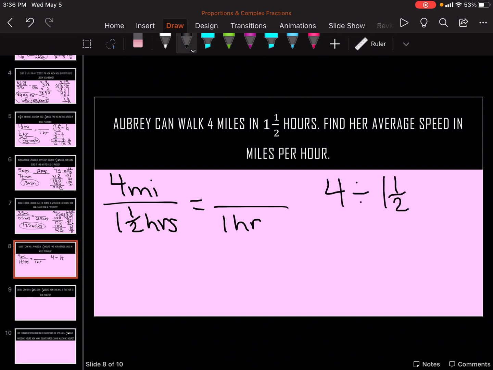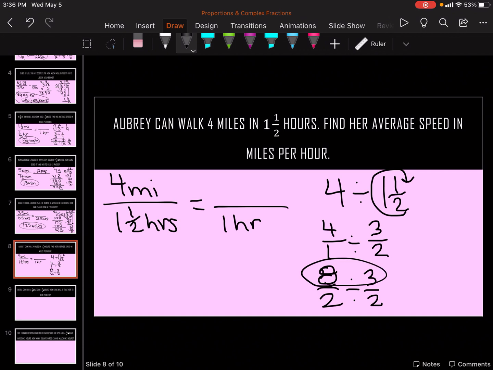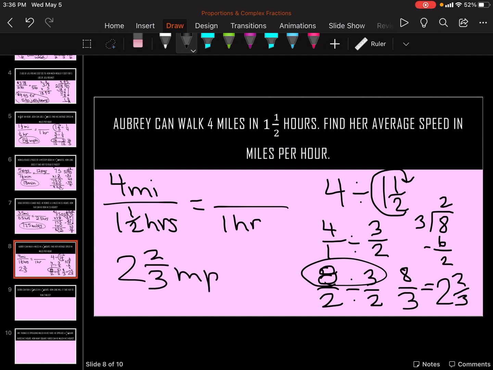That order does matter. Cartwheel around. 4 over 1 divided by 3 over 2. So then that's going to be 8 over 2 divided by 3 over 2. We have 8 over 3. 3 goes in 2 times. 2 left over. It's 2 2/3. So 2 2/3 miles per hour.